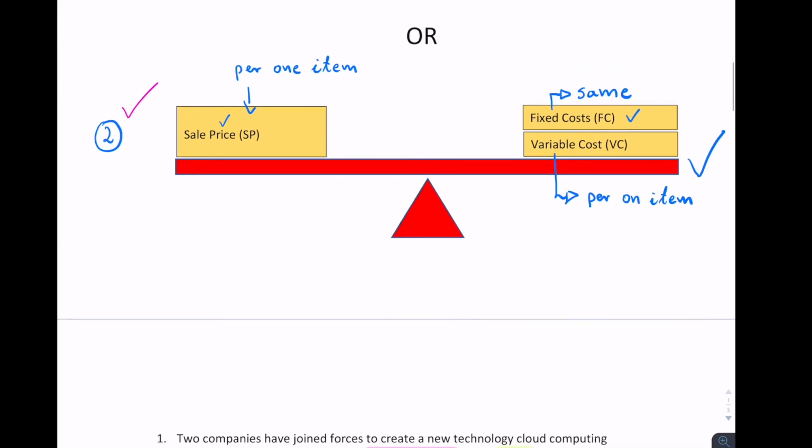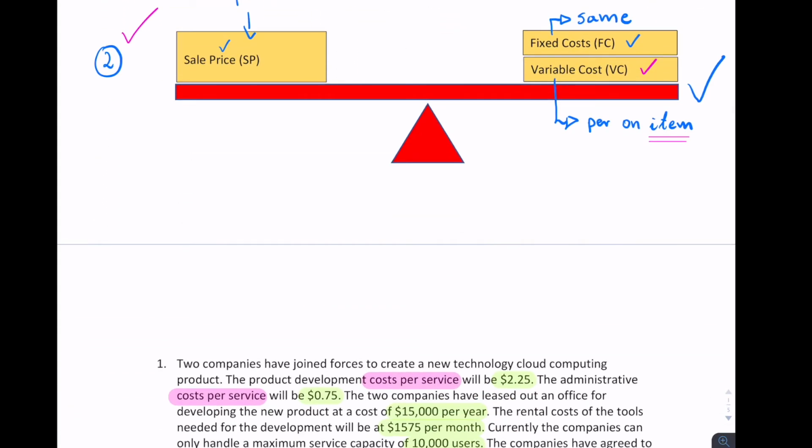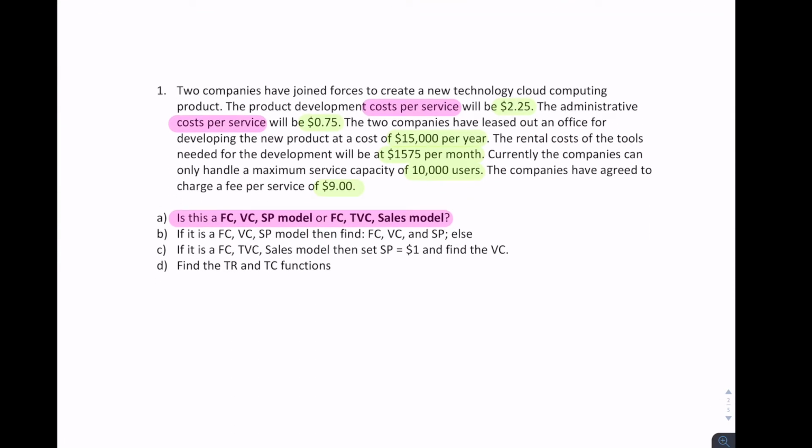So if you scroll back up, you will notice that basically we're going to be dealing with the second model, even without going into further details. Because what they're giving me is these variable costs. Those variable costs are always per item. Now, when I say per item, per service, you can say per one sale. They can use interchangeable words which mean the same thing, per one. So these are costs per one. So if I continue, now I can read the whole question through.